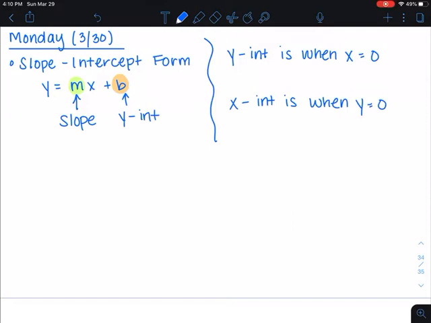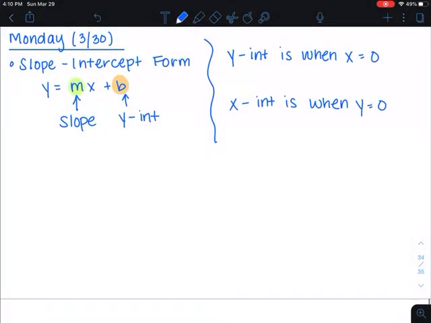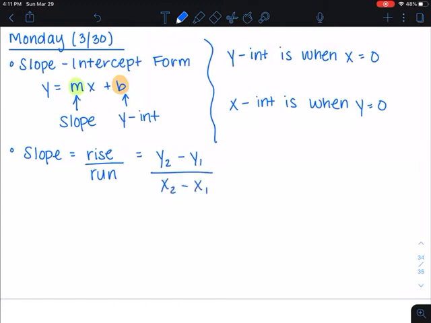Basically, on your exam, it's going to give you 2 points, and it wants you to find the equation in slope-intercept form, and it wants you to find the y-intercept and the x-intercept. So the slope-intercept form is y equals mx plus b, where m is the slope, b is the y-intercept. The y-intercept is when x is equal to 0, and the x-intercept is when y is equal to 0. So a couple things you need to know. Slope is equal to rise over run. And when they give you 2 points, you figure that out by doing y2 minus y1 over x2 minus x1.